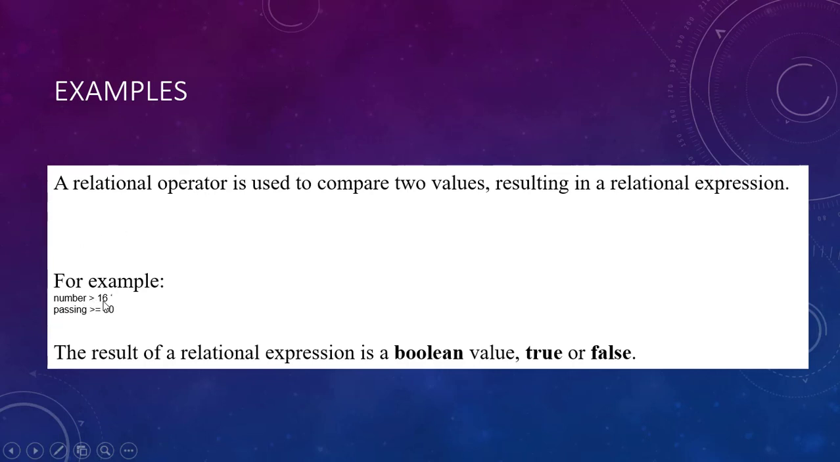Let's look at this: number greater or equal to 16. Now you can see a variable is being compared with a value. Depending on the value of number, the statement is going to return either true or false. In the same way for passing greater or equal to 60, it depends on what the value of passing is. So remember, a relational expression will give rise to a Boolean value which is either true or false.